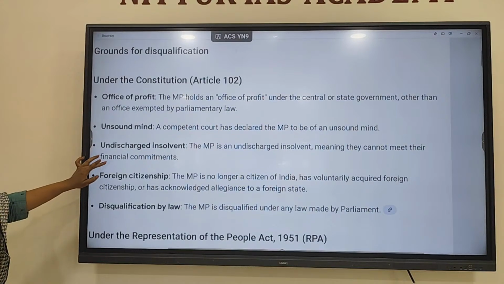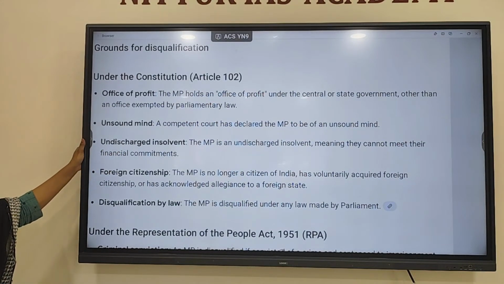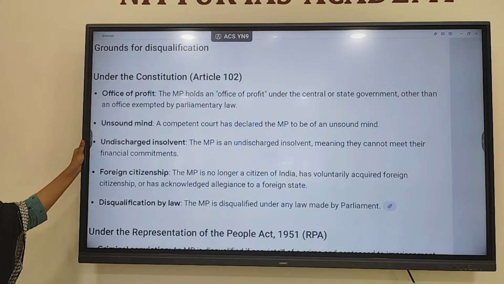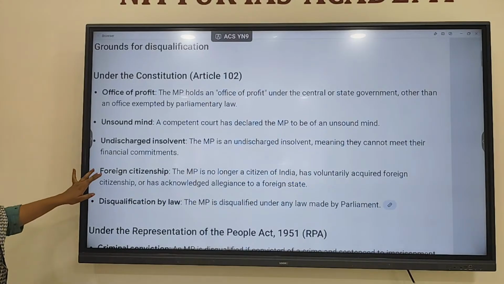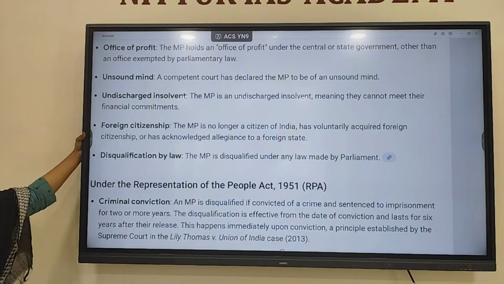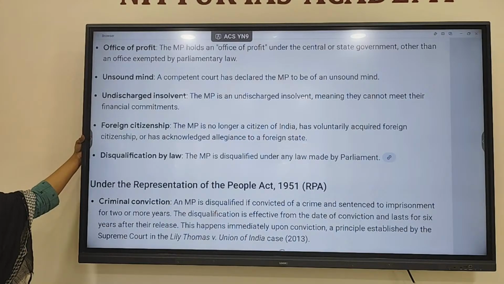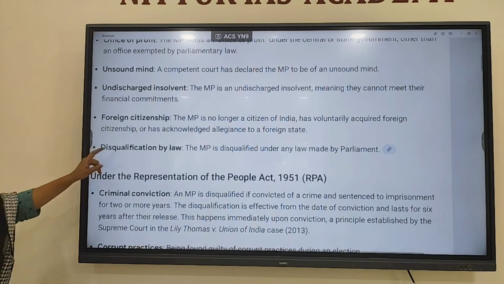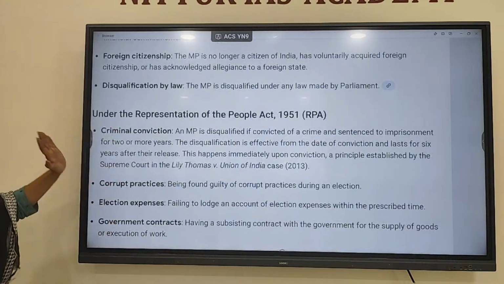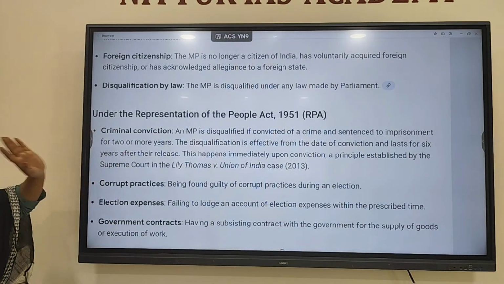Next, undischarged insolvent means if the MP has gone through insolvency, ಅಂದ್ರೆ bankruptcy, ದಿವಾಳಿ ಆಗಿ ಹೋಗಿದ್ದ, ತುಂಬಾ ಸಾಲ ಮಾಡ್ಬಿಟ್ಟು ಬ್ಯಾಂಕ್ಗಳಿಗೆ ತುಂಬಾ ಲಾಸ್ ಮಾಡ್ಬಿಟ್ಟಿದ್ದಾನೆ, disqualification. Next, foreign citizenship. If the MP takes the citizenship of a foreign country, sudden ಆಗಿ disqualification. Disqualification by law. On these grounds he will be disqualified.